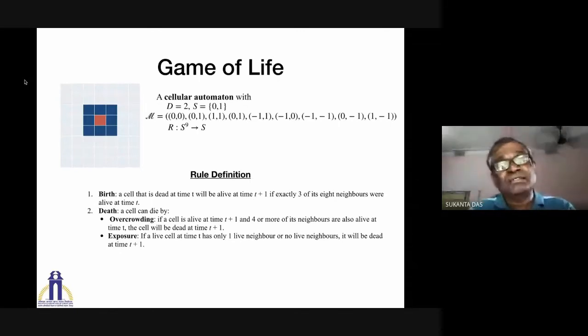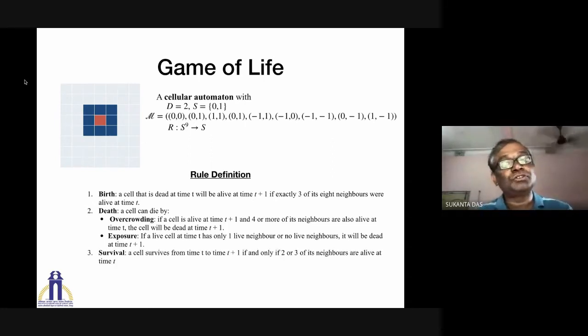And exposure: if a live cell at time t has only one live neighbor or no live neighbor, it will die. Why? Due to isolation. The first one is overpopulation, the second one is isolation. So this is the rule of death. Third one is survival. A cell survives from time t to time t plus 1 if and only if two or three of its neighbors are alive at time t. So these are the three rules.